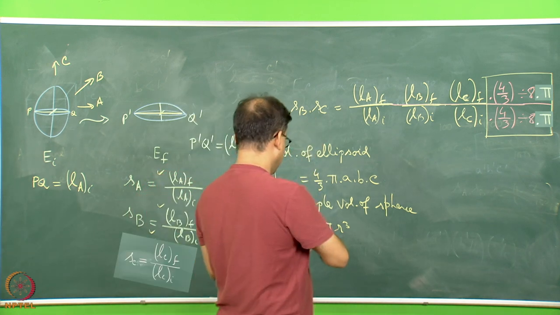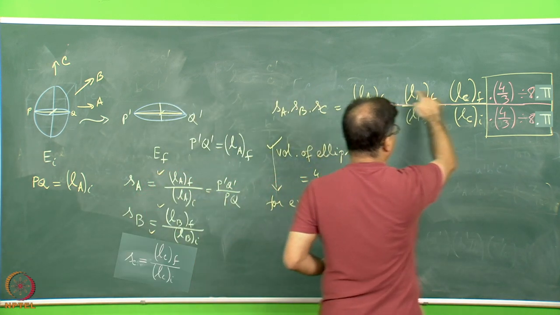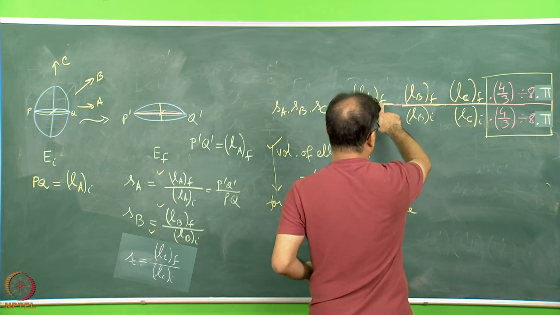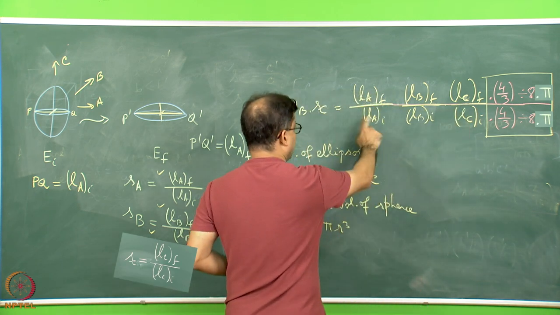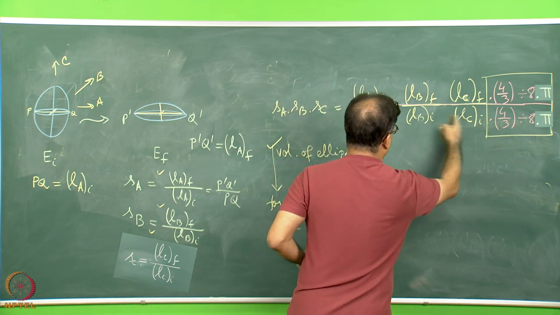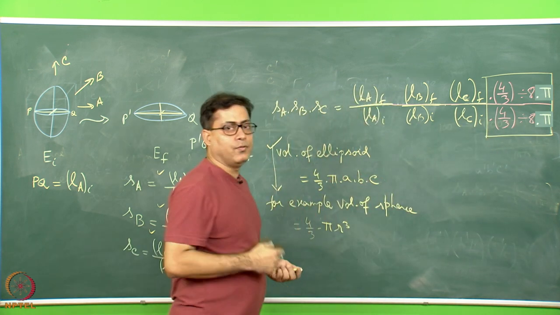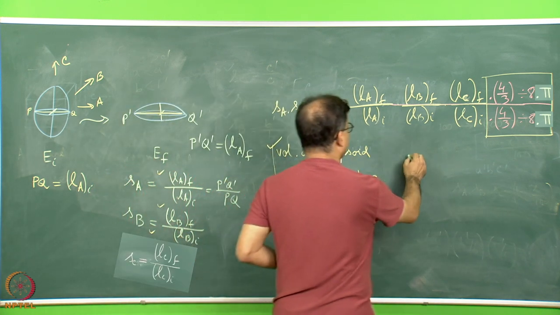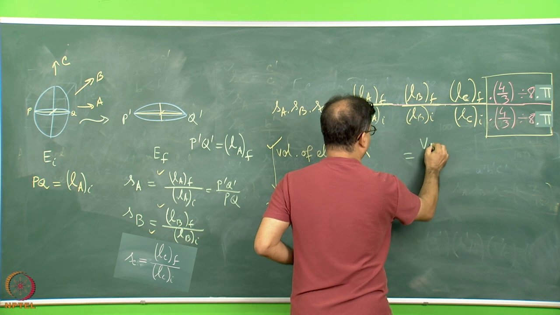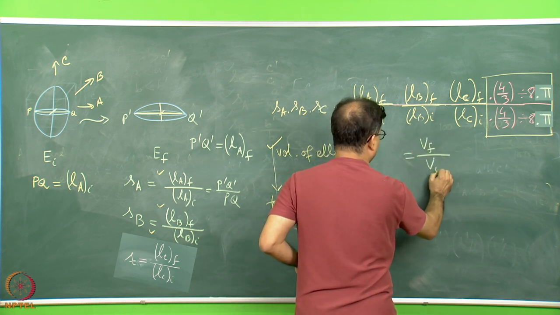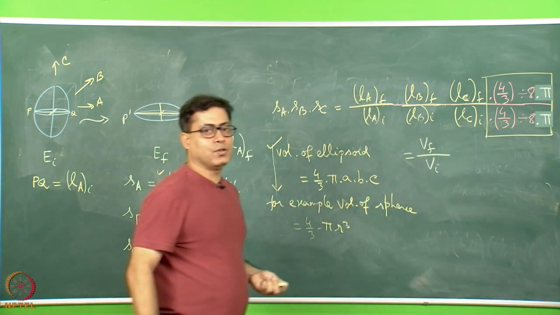In this multiplication, what has happened? This gives you the volume of the ellipsoid in the final condition, note the subscript F in all the cases, and in the denominator I in all the cases. Therefore, this gives us the formula of the volume of the ellipsoid in the initial condition. So, from here I can write this is equal to the final volume of the ellipsoid divided by the initial volume of the ellipsoid.